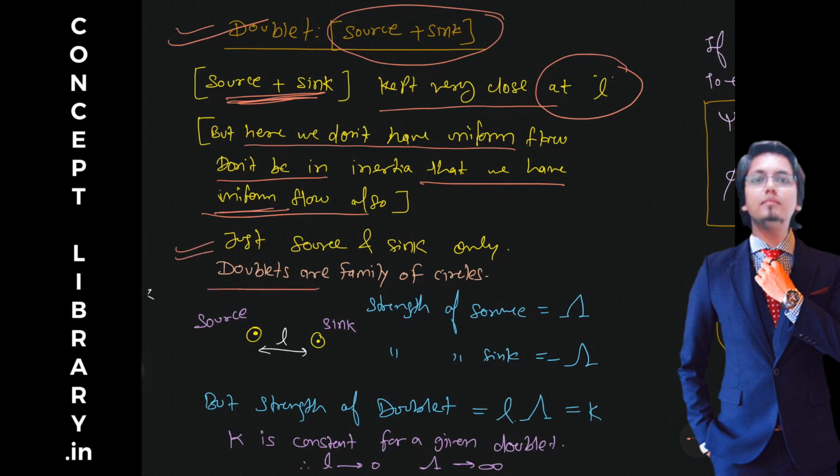Doublets are a family of circles. It is important because a question on this streamline may come. So here we have source, here we have sink, and the distance is very small. The strength of the source was lambda, and you just multiply it with L, that will be the strength of the doublet. And the new symbol we give is K. So when L tends to 0, I mean when the gap between them is 0, the strength will be infinite.